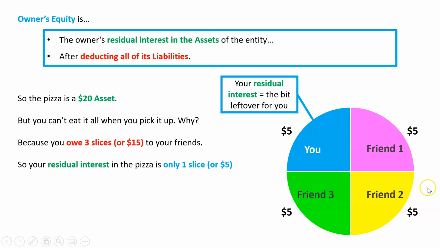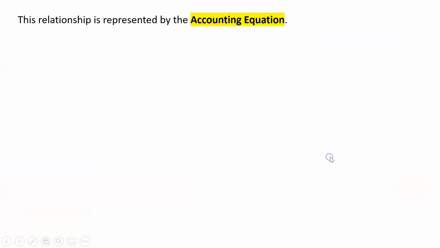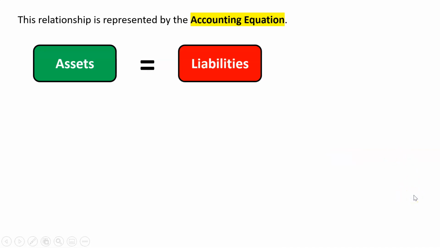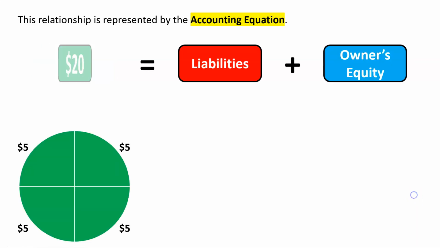So I guess what we're saying is your residual interest in the pizza is really only this quarter slice here. And that's kind of like saying your residual interest in the asset is only $5. That is what your owner's equity would be. It's not the whole pizza. It's your section that you own, your residual interest in the pizza. Bit confusing. So it's represented by what's called the accounting equation, which might help to simplify it in this lesson and the next lesson. But we say assets will always equal the liabilities plus the owner's equity of the business.